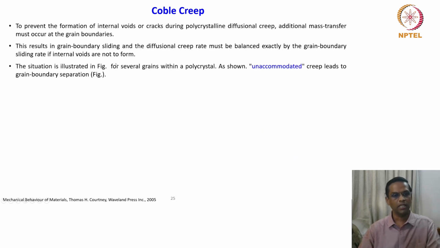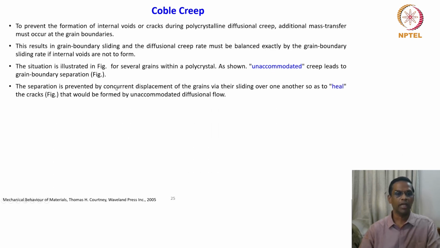The situation is illustrated in the previous figure for several grains within a polycrystal. As shown, unaccommodated creep leads to grain boundary separation. So this is what figure B shows, where the voids and cracks form along the boundary. That is called unaccommodated creep. The separation is prevented by concurrent displacement of grains via their sliding over one another so as to heal the cracks. So it's kind of a nice description we are giving: healing the cracks that would be formed by unaccommodated diffusional flow.